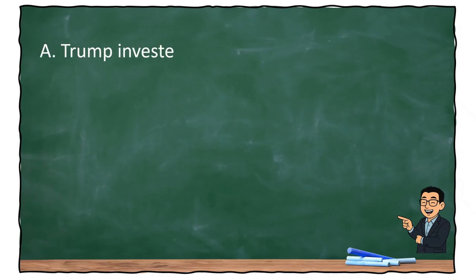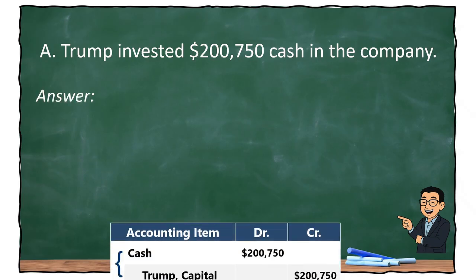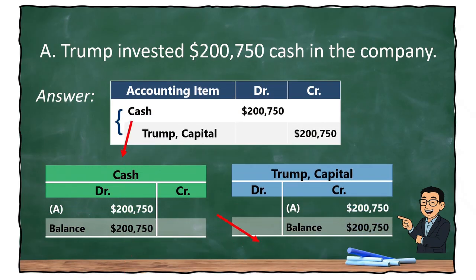Here's our first transaction. Trump invests $200,750 cash into the company. We record this by debiting cash for $200,750, increasing our assets, and crediting Trump capital for the same amount, increasing owner's equity. Notice how the journal entry flows directly into the T accounts.